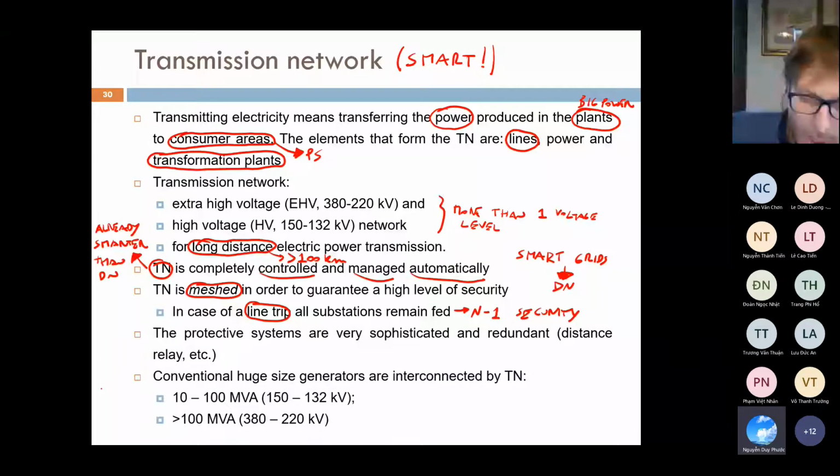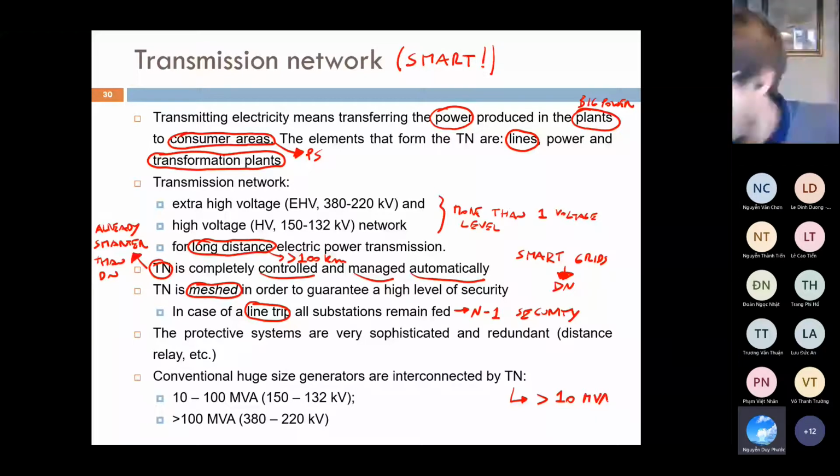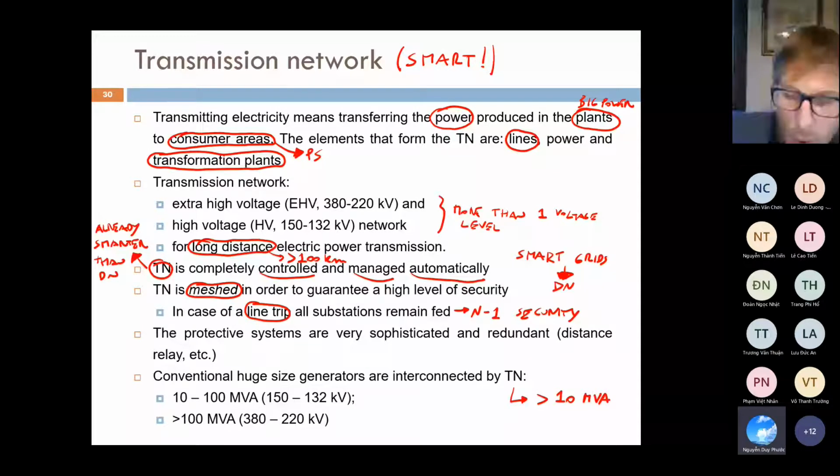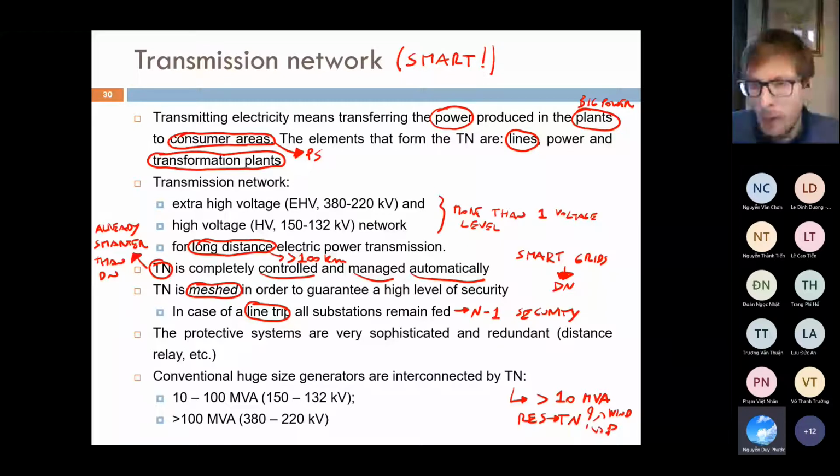What about generators? Which are the generators connected to the transmission network? Basically, the generators connected to the transmission network, at least in Italy, are the ones greater than 10 megavolt ampere. I just want to ask you a question. Given this number, 10 megavolt ampere, which are the renewable energy sources which are probably connected to the transmission network? Would be, I would say, wind or PV. So what's your idea? You would expect to have more wind or more PV power plants connected to the transmission network, since the minimum power you should have to connect them is 10 megavolt ampere. Wind or PV?